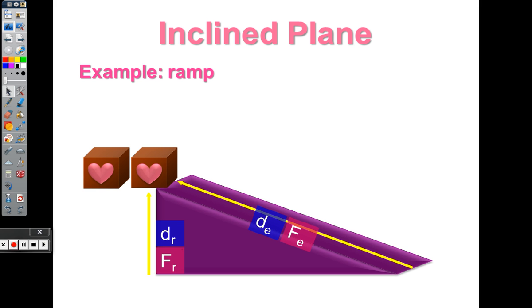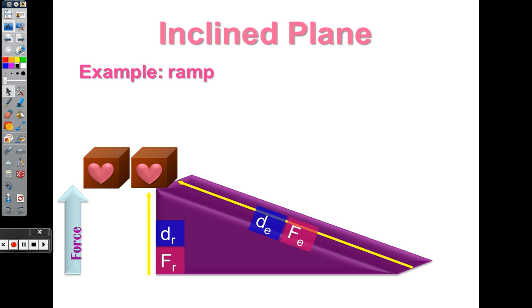So DE is the same as D in, distance in, right? Because if we multiply our F in and our D in, that's going to equal our work in. It's force times distance. Same with over here. Our DR and our FR are the same as D out and F out, which is going to equal, when we multiply those together, our work out. We know that work in equals work out.